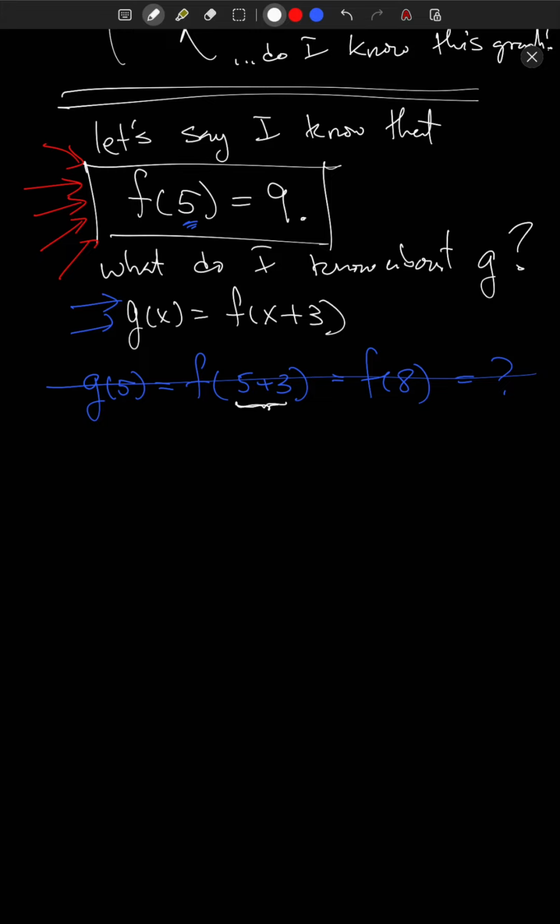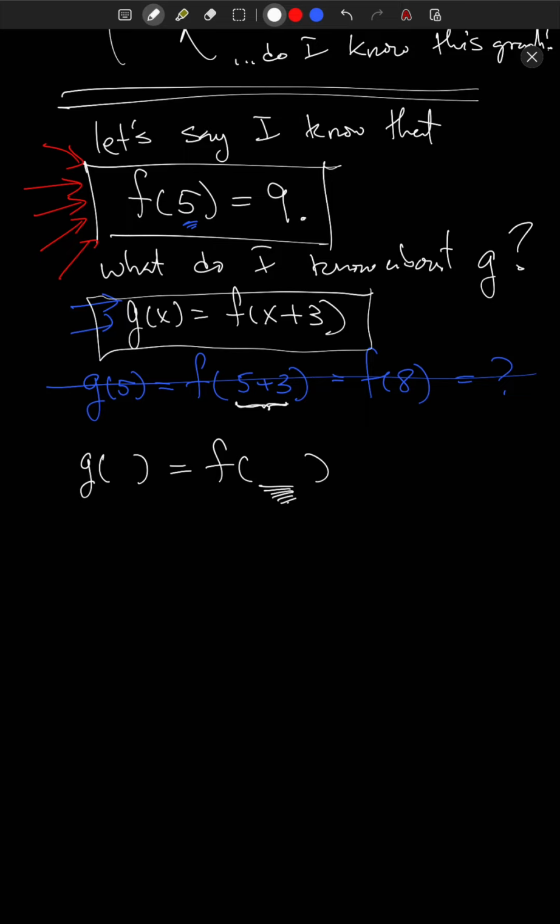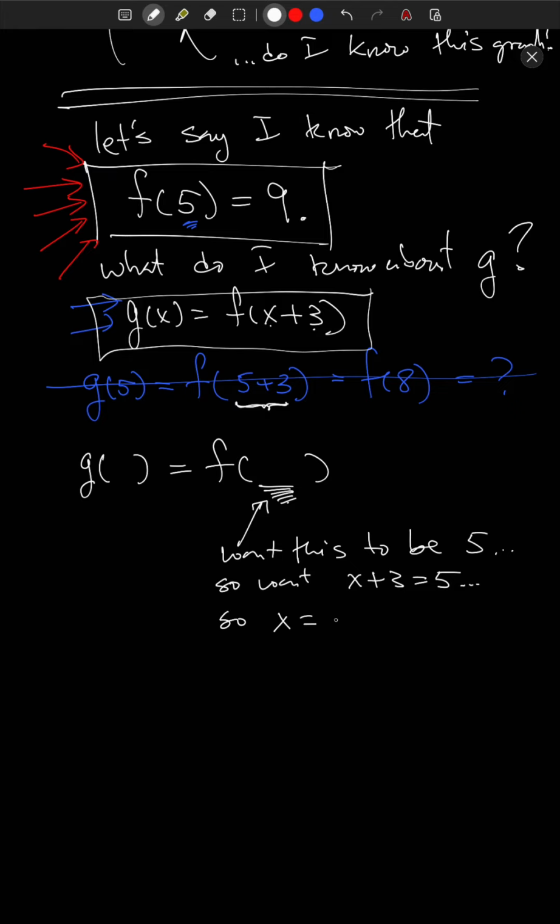So if this thing in here turned out to be 5, then I would be looking at f of 5, and I know f of 5 is 9, right? So is there a number I can plug into g so that I get f of 5 in here? Well, I know that g of x is f of x plus 3. I want this thing in here to be 5, so in essence, what I want is x plus 3 equals 5. And so now I just solve the algebra. So x is equal to 5 minus 3, which is 2.